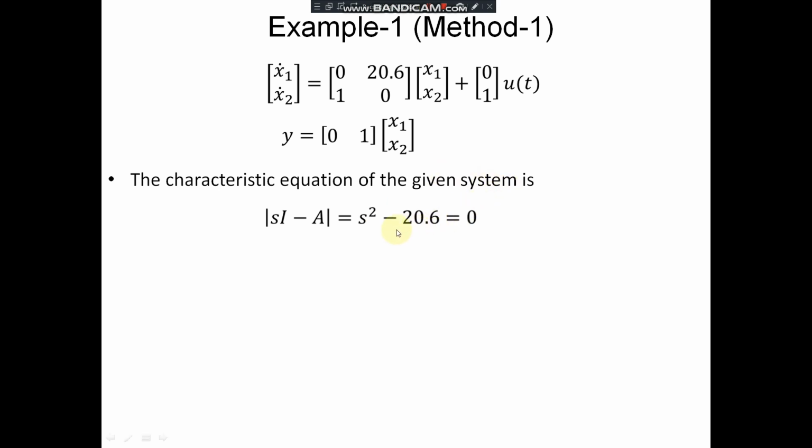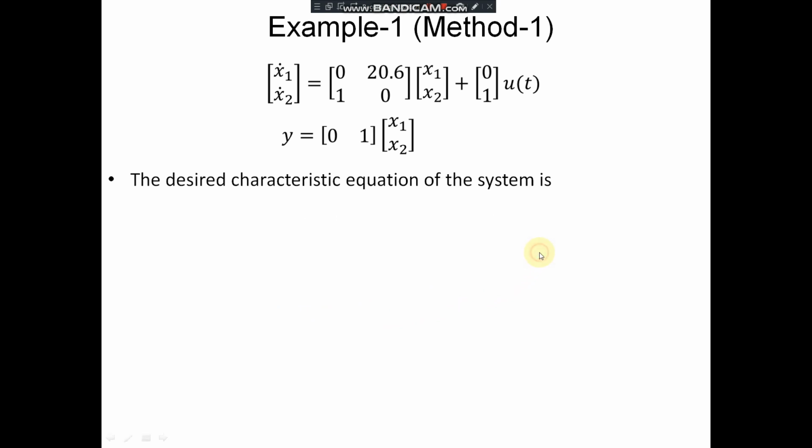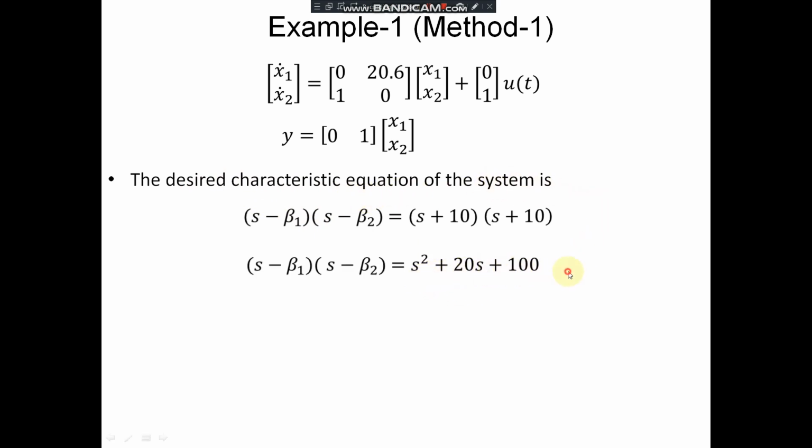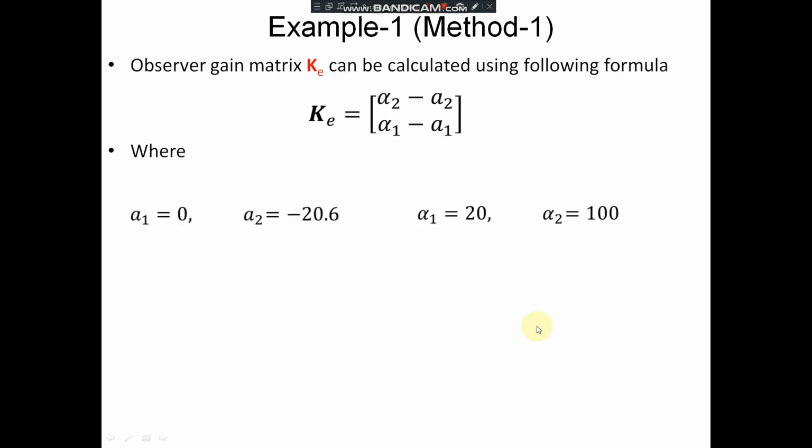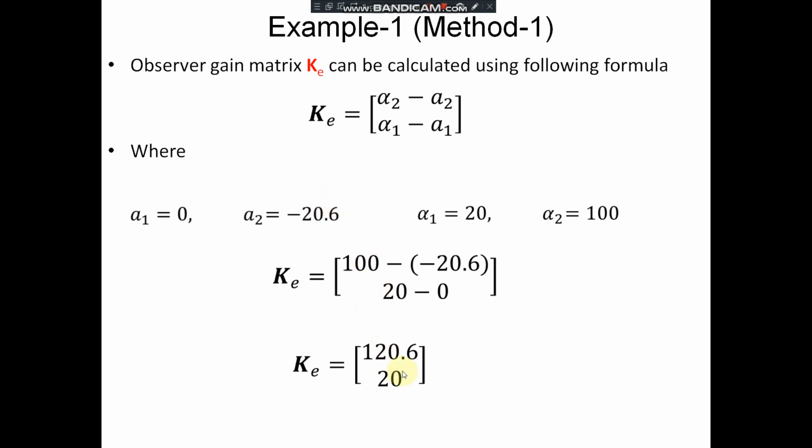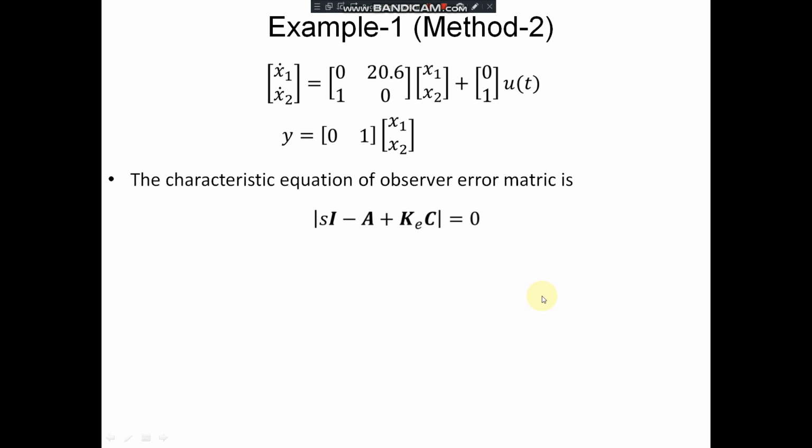Therefore, the characteristic equation of the given system is S square minus 20.6 is equal to 0. Therefore, a1 is equal to 0 and a2 is equal to minus 20.6. We've got the values of a1 and a2. Then the desired characteristic equation of the system is written as S square plus 20S plus 100. Therefore, alpha 1 is equal to 20, alpha 2 is equal to 100. And we can obtain the value of Ke, which is alpha 2 minus a2 and alpha 1 minus a1. Therefore, it is obtained as 120.6 and 20. This is the observer gain matrix by the first method, that is the transformation method.